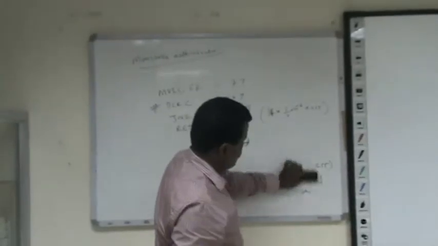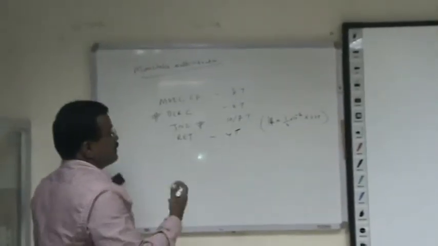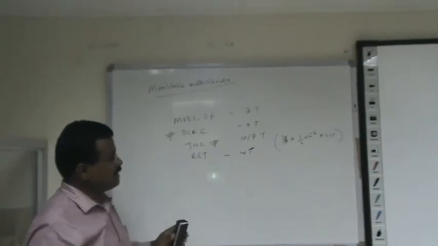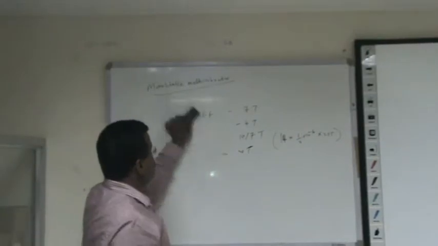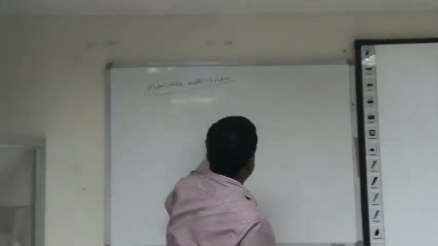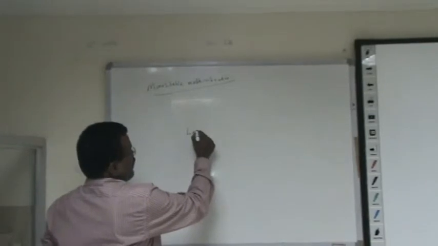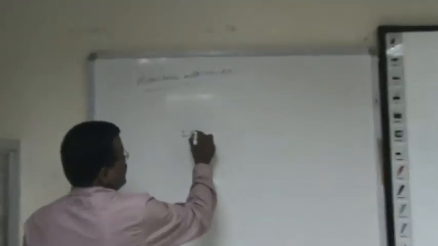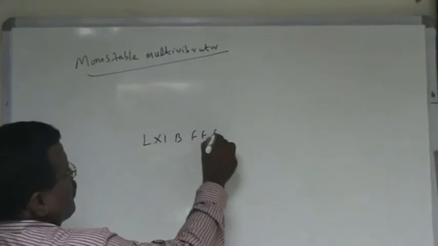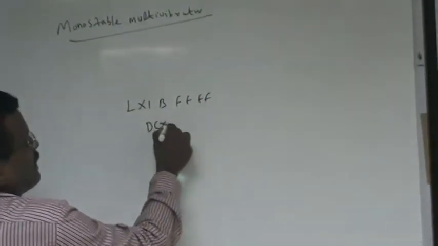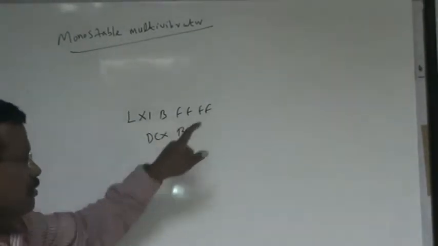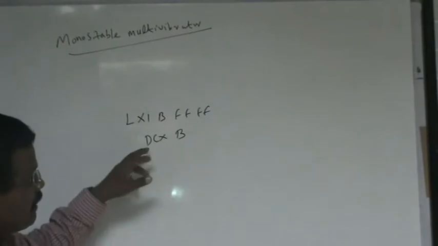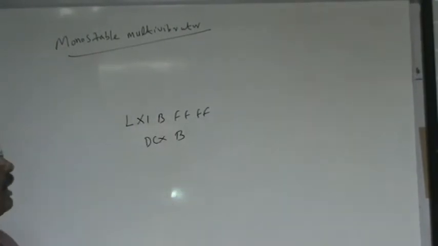Now, if you take even FF, the delay may not be sufficient. So they normally use a register pair to write a delay program. If you want to use a register pair, this is the procedure. You can use any pair: LXI B, 4FFF, then DCX B. LXI B loads the BC pair immediately with the value 4FFF. DCX B means decrement the register pair by 1.